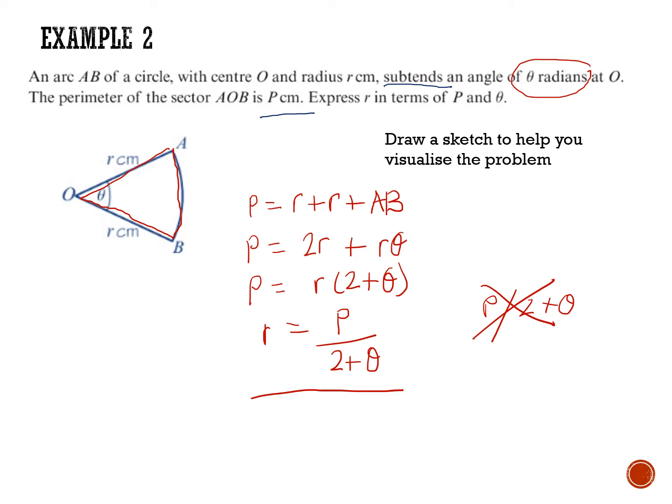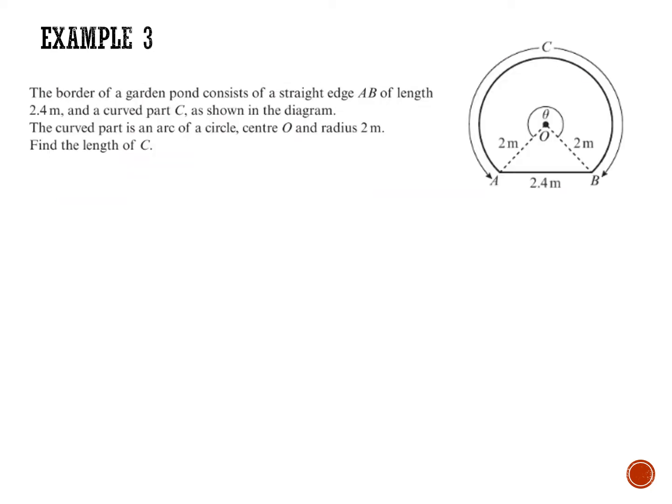Right, let's go on to the next one, getting more complicated. Example number 3. You'll need to pause this for a minute to draw that down. Just a quick sketch, marking on the things that you know. Read again the words to see if there's anything that's not included in the diagram. It says the border of a garden pond is a straight edge AB. So you can see that's the straight part. AB there is a chord of the circle. And a curved part C, and the curved part is an arc of centre O and radius 2, and it says find the length of C.